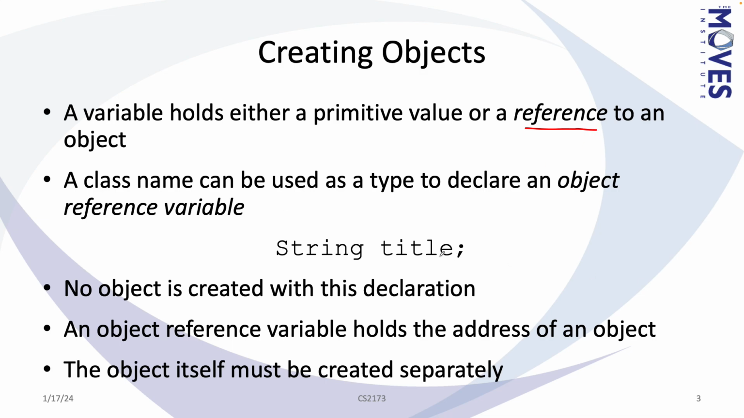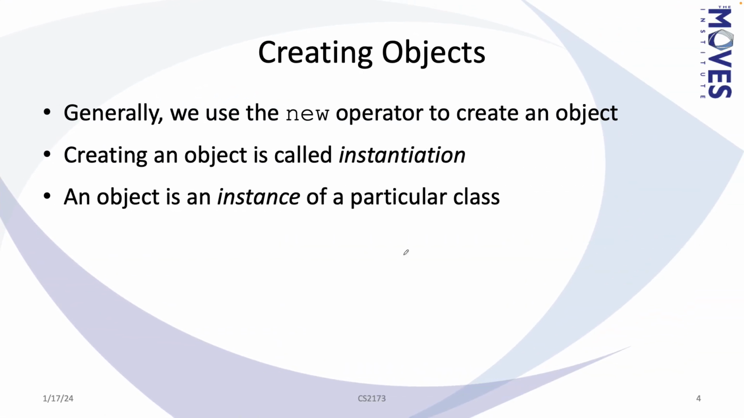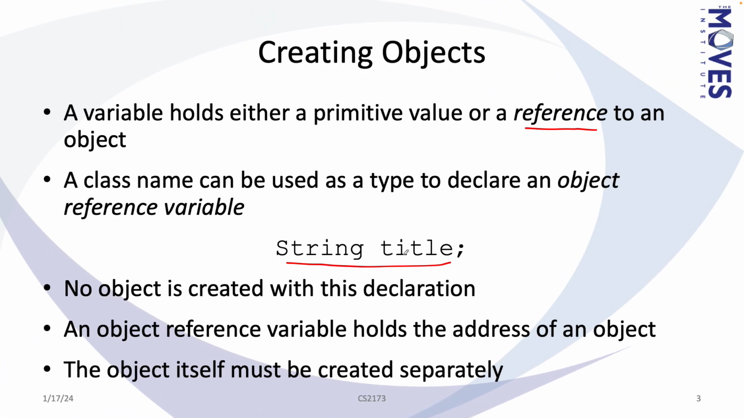Okay, so when we declare a variable, like we've been declaring primitive variables, and now if we declare a variable to be a class, in this case String is a class, then title is an object reference of type String. Why do you do that? Okay, so now that's simply a declaration. That's actually not even an executable statement. It just says this variable is going to be of this type.